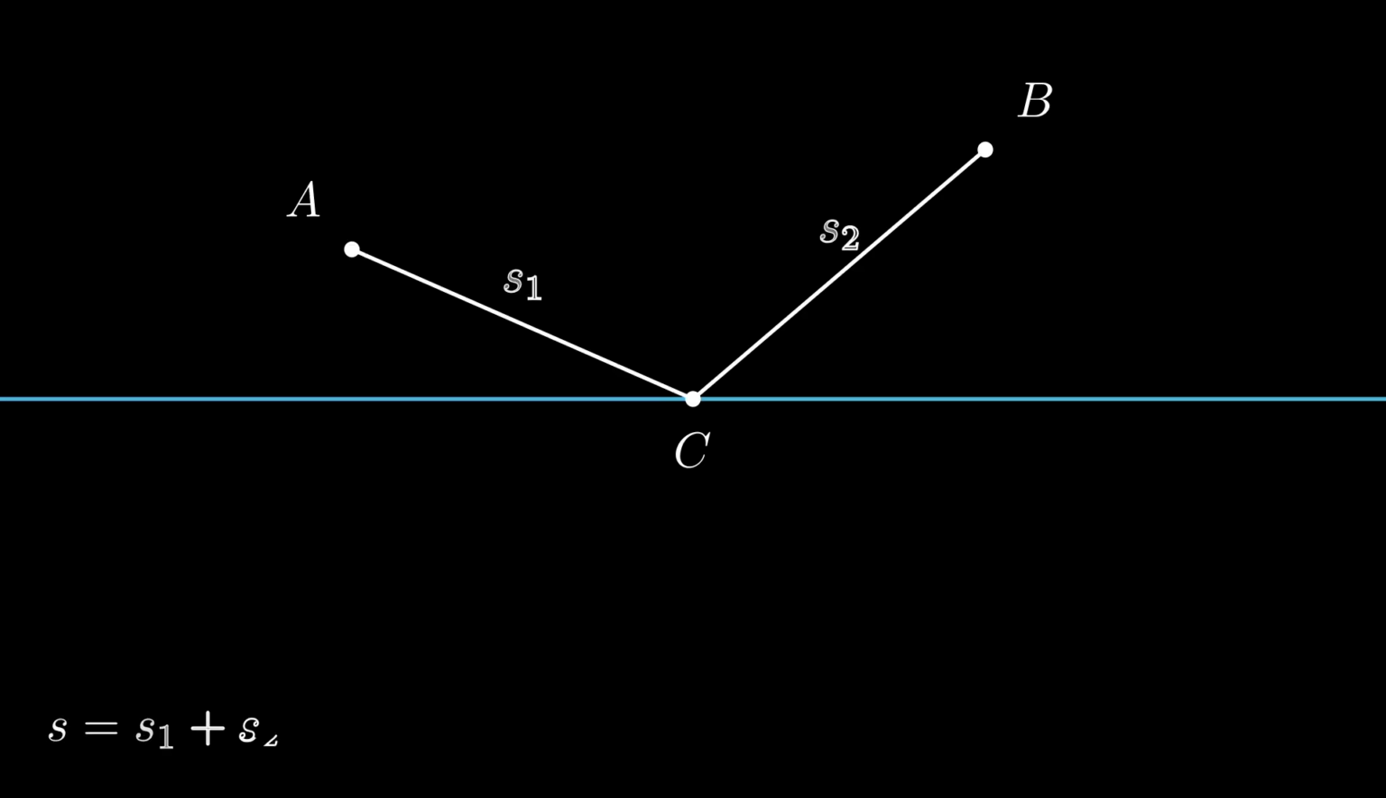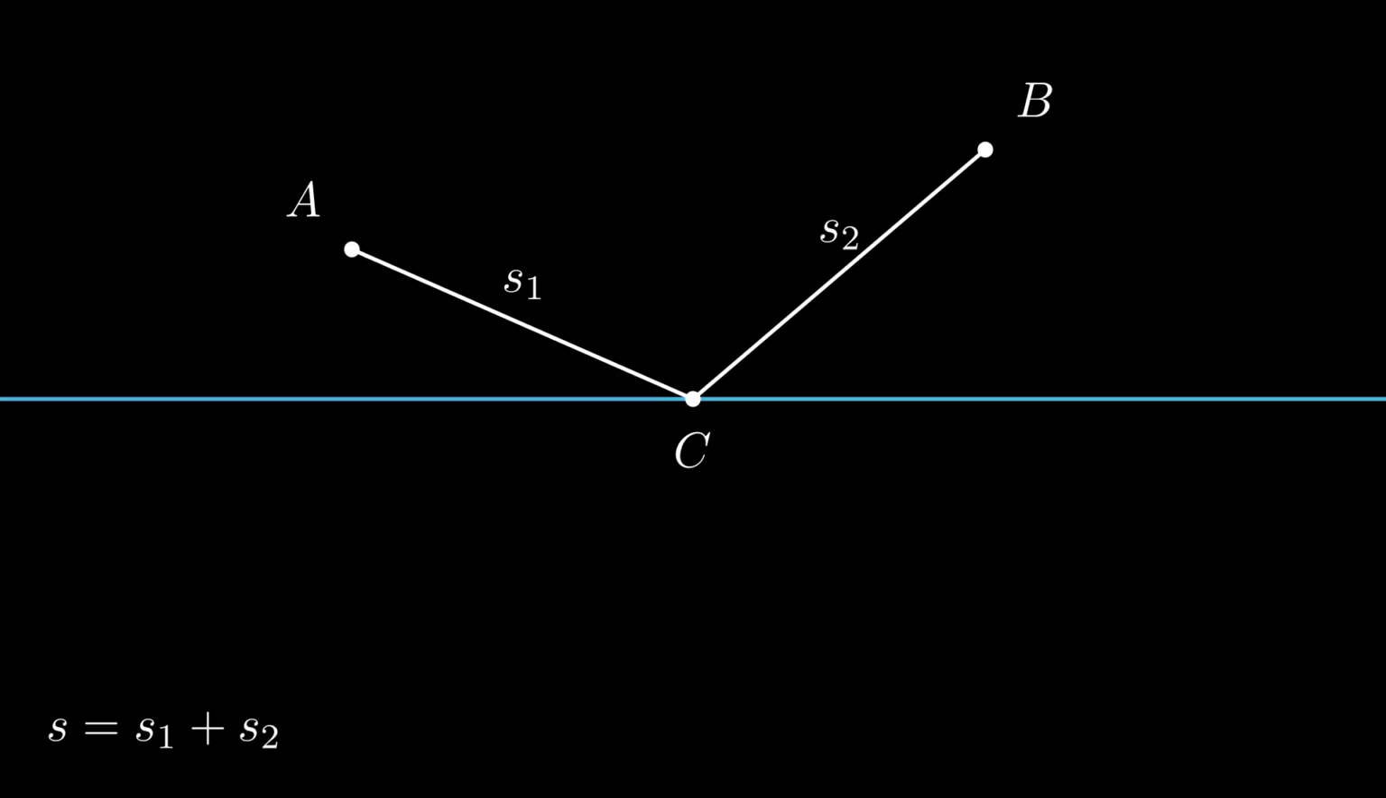Once we decide on the location point C where we are going to collect water, we might as well go from A to C in a straight line and then to B in a straight line. The total distance traveled along this path is the distance S1 from A to C plus the distance S2 from C to B. This total distance S is then a function that depends on the choice of C. And our goal is to find the point C on the river that minimizes S.